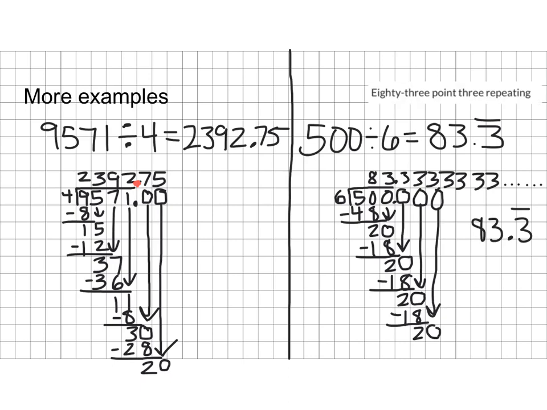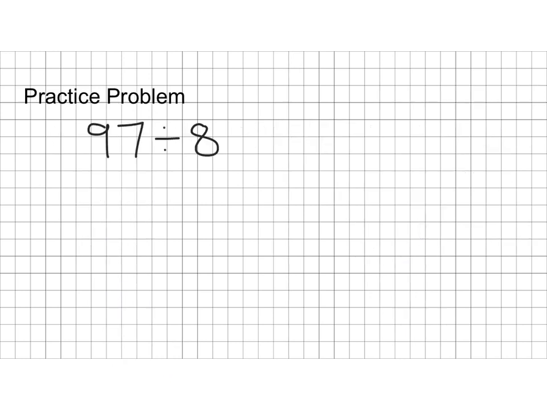All right, let's go ahead and do your practice problem now. For your practice problem, you're going to do 97 divided by 8. Make sure to show all your work. Be careful about lining up your digits. Use your graph paper strategically. We will check this in class tomorrow.